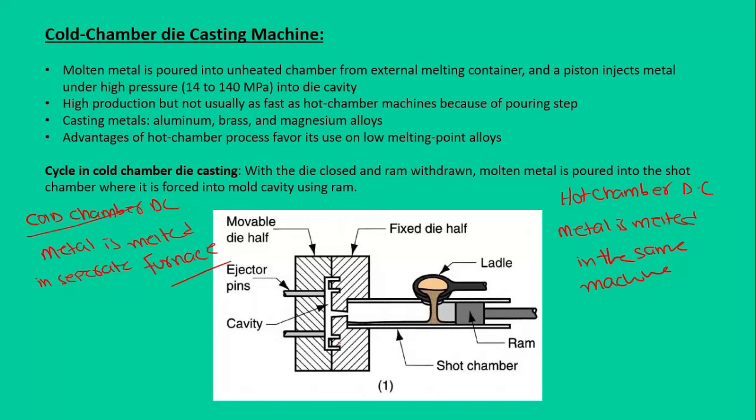If you see the schematic diagram of the cold chamber die casting machine, we have a chamber that is called a shot chamber, and we have an opening here and the ram. We melt the material somewhere else, and using the ladle we carry the molten material here and pour it into the shot chamber, from where we exert pressure using the ram, and it squeezes the molten material into the mold cavity. Once it has solidified, we simply open this movable section of the die or the mold, and using the ejector pins we remove the part. The common materials cast in the cold chamber die casting are aluminum, brass, and magnesium alloys.